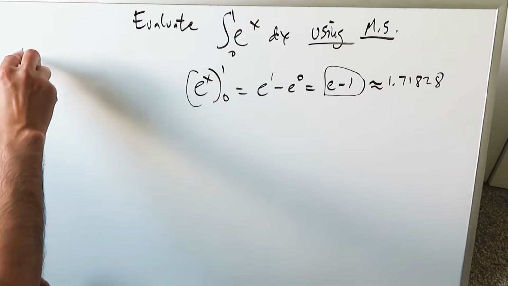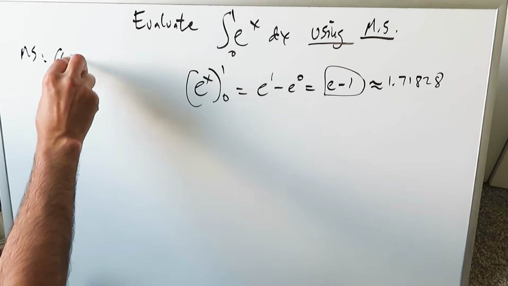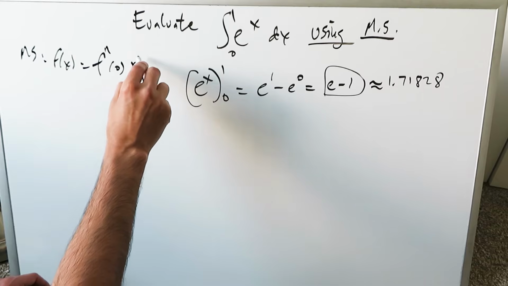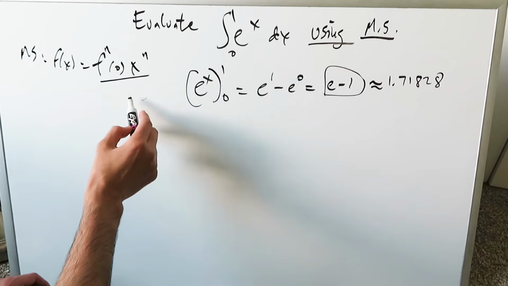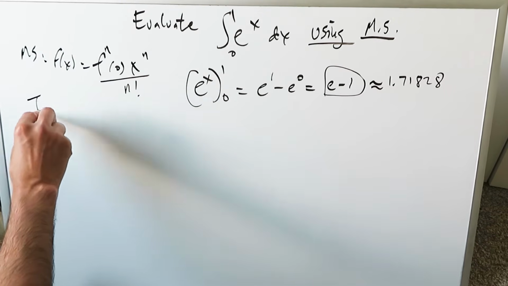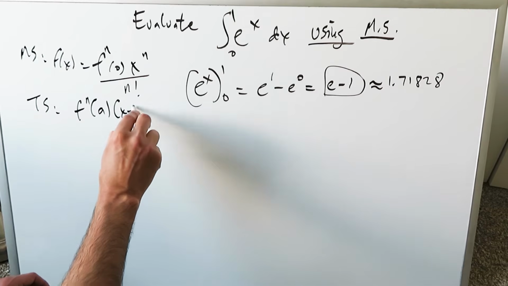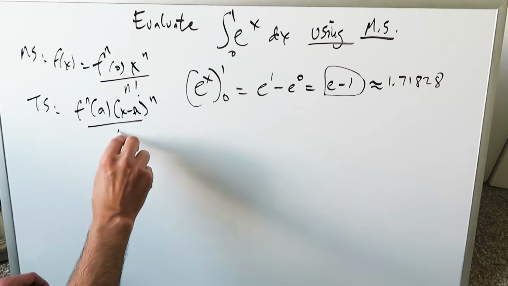Look at the Maclaurin series. You know the template is this. For a given function, you're looking at the nth order derivative at 0, times x to the power of n divided by n factorial, because in the Taylor series you'd be looking at f to the n of a, then you'd have x minus a to the power of n divided by n factorial.